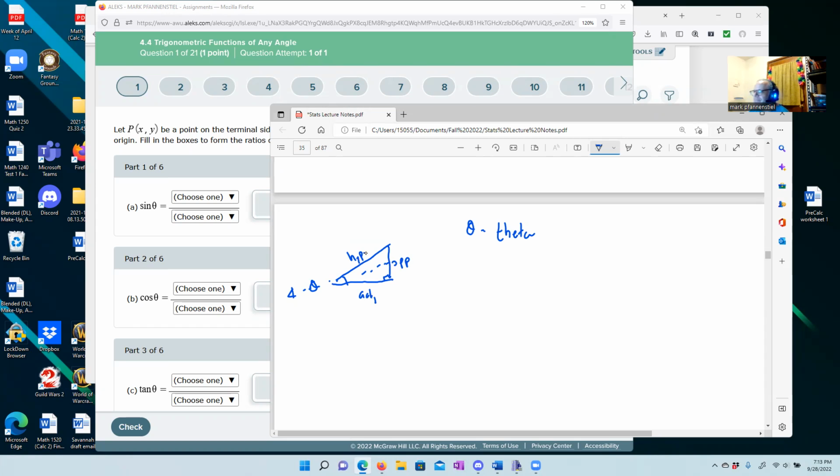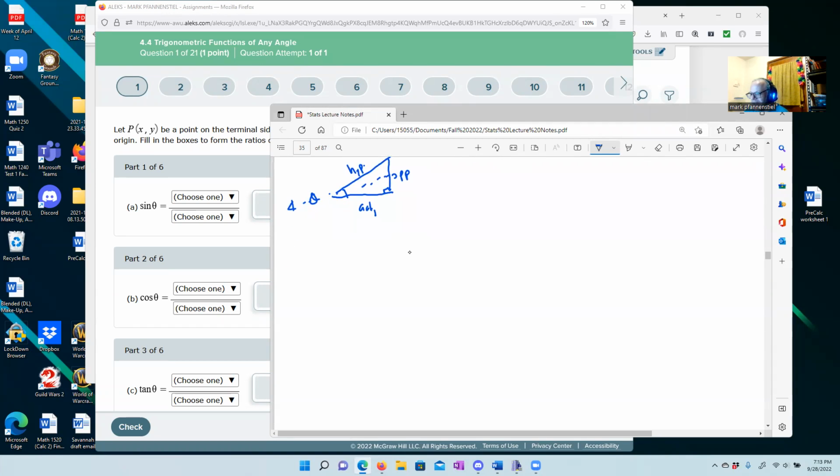So the ratios that we have to memorize: we're going to have our sine of theta, which is equal to the opposite over the hypotenuse. The cosine of theta is equal to the adjacent over the hypotenuse. And the tangent of theta is equal to the opposite over the adjacent.